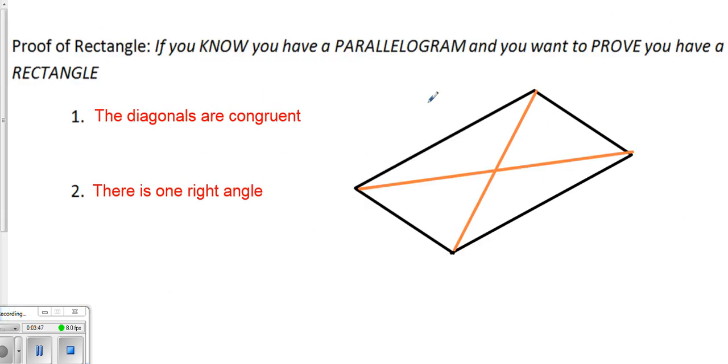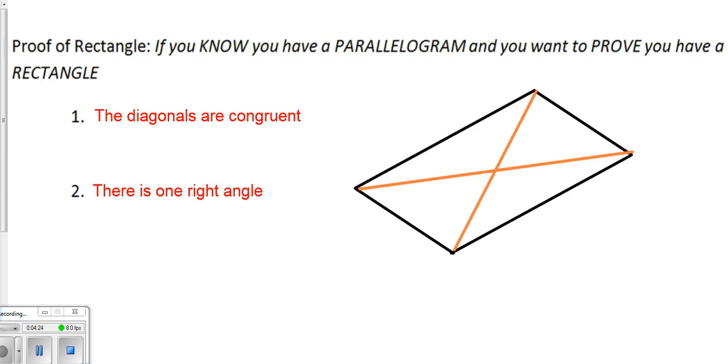Proof of a rectangle. If you've already shown for sure it's a parallelogram, and you want to prove that it is a rectangle, well, either you can do the diagonals are congruent, so this orange line is the same as this orange line. Now remember, I'm doing the whole orange line and this whole orange line, not just the half pieces. So the whole thing is congruent to this whole thing, then this would in fact for sure be a rectangle, as long as the diagonals are congruent to each other.